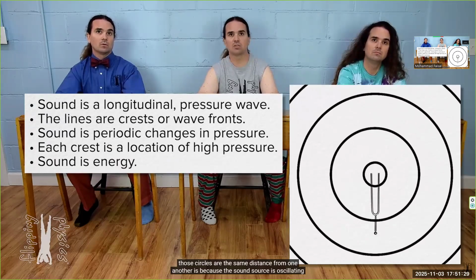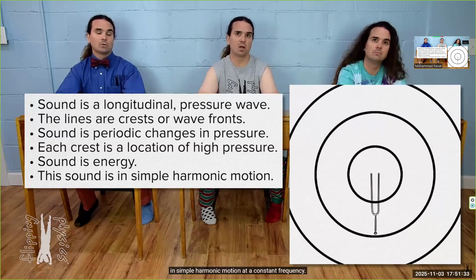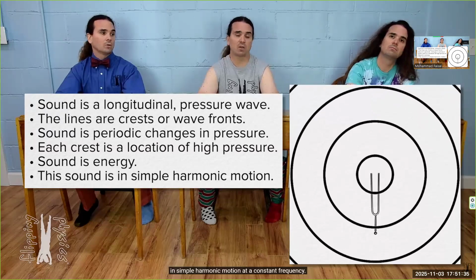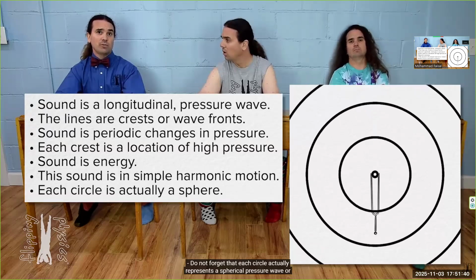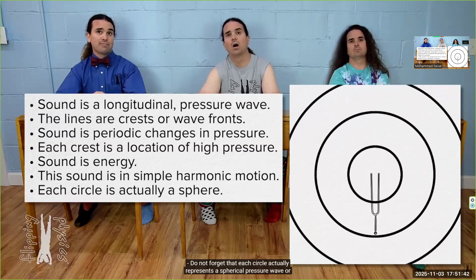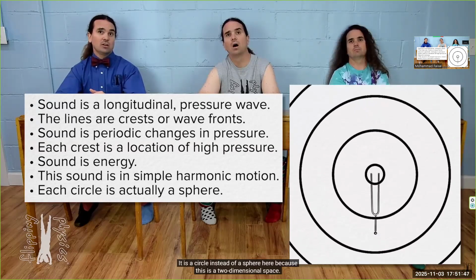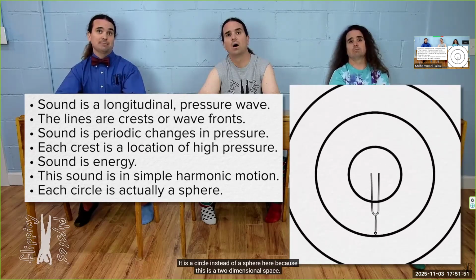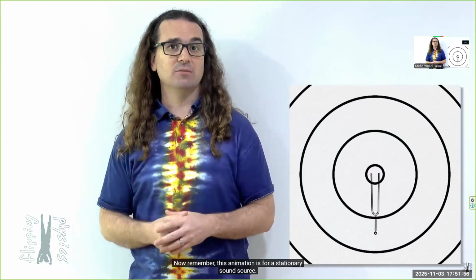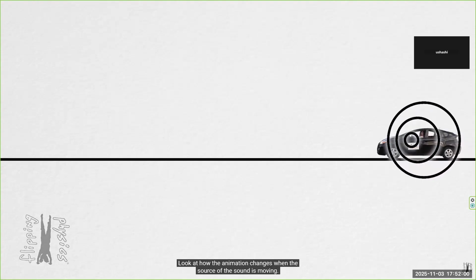And the reason all those circles are the same distance from one another is because the sound source is oscillating in simple harmonic motion at a constant frequency. And do not forget that each circle actually represents a spherical pressure wave or wavefront going out in all directions from the sound source. It is a circle instead of a sphere here because this is a two-dimensional space. Very nice, everybody. Now remember, this animation is for a stationary sound source. Look at how the animation changes when the source of the sound is moving.